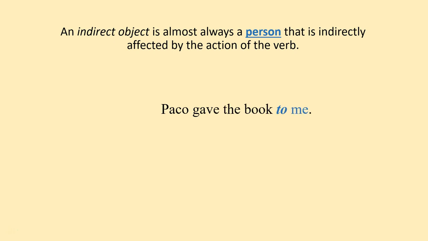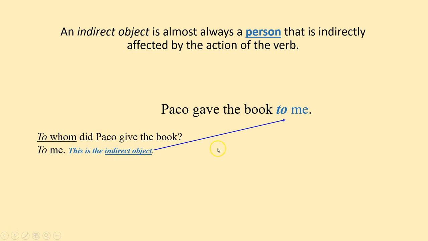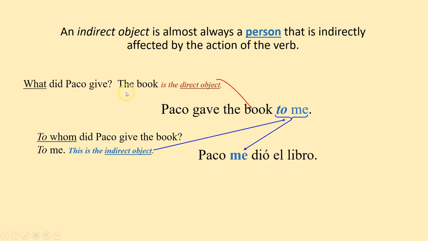Paco gave the book to me. To whom did Paco give the book? To me. This is the indirect object. Paco me dio el libro. What did Paco give? The book. This is the direct object.